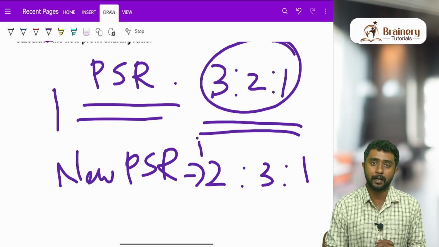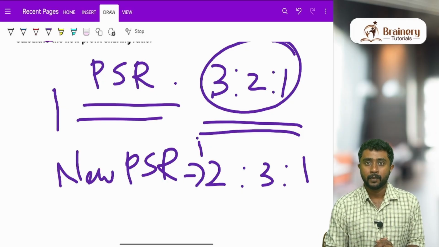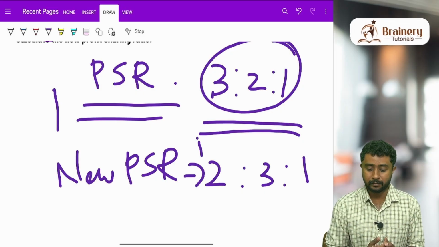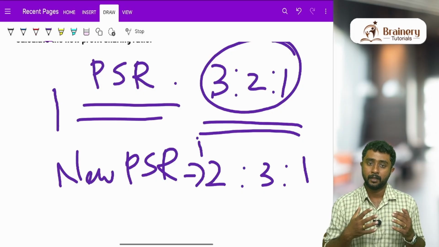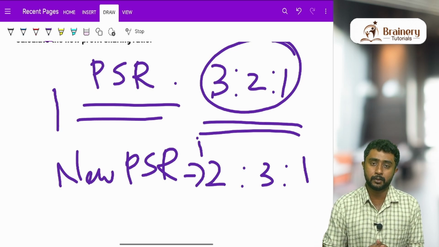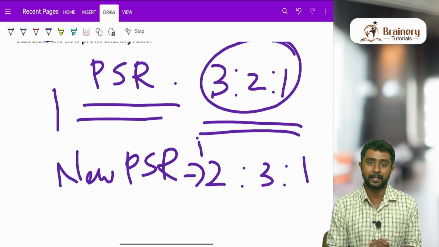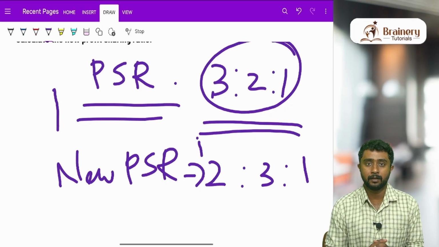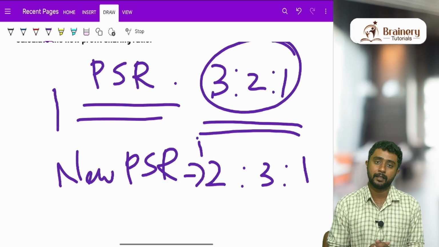Basically the structure of the partnership itself is changing there, because till now the base of our structure was the 3:2:1 ratio. Now it is being changed to a 2:3:1 ratio. So obviously our structure is getting changed. These kinds of situations are called reconstitution of partnership firm. What is it called? Reconstitution of partnership firm.